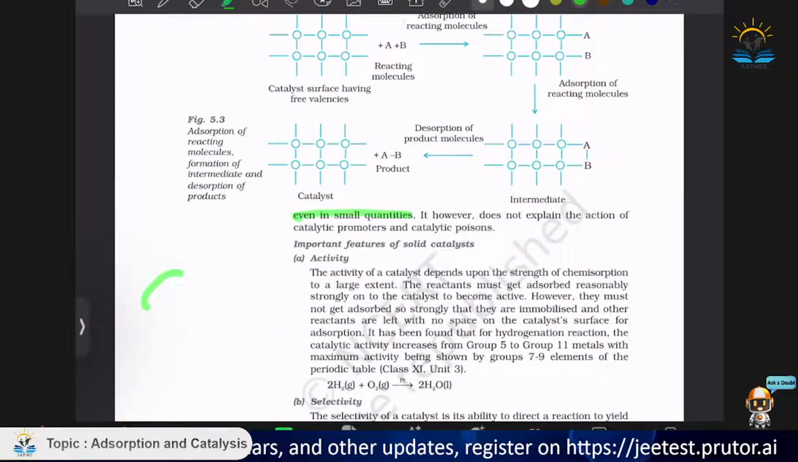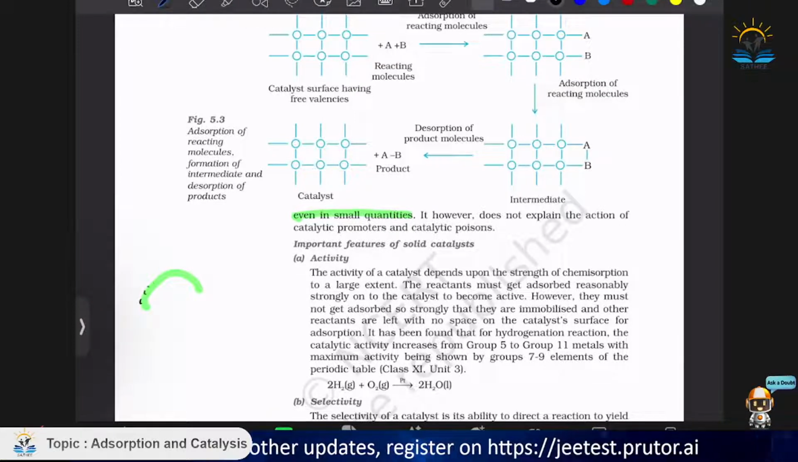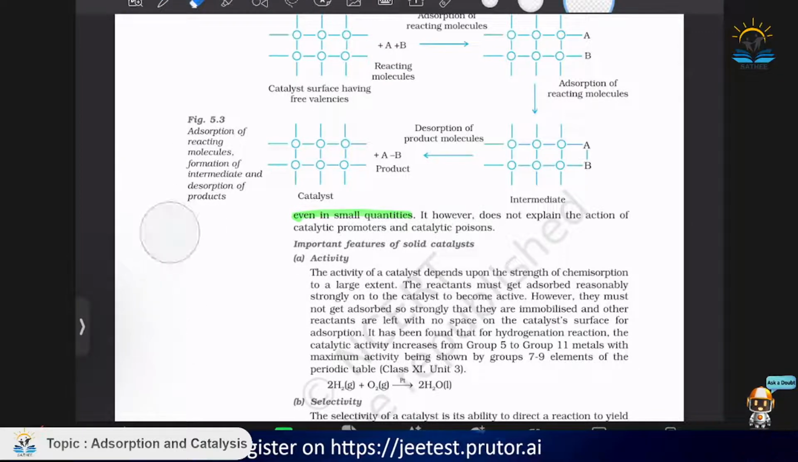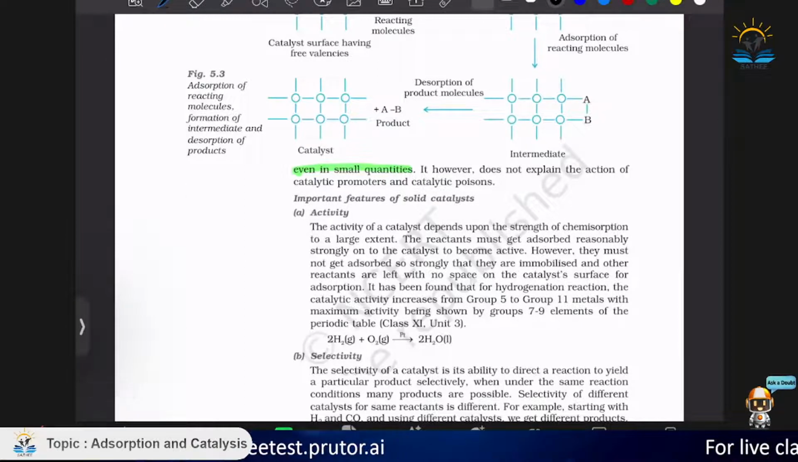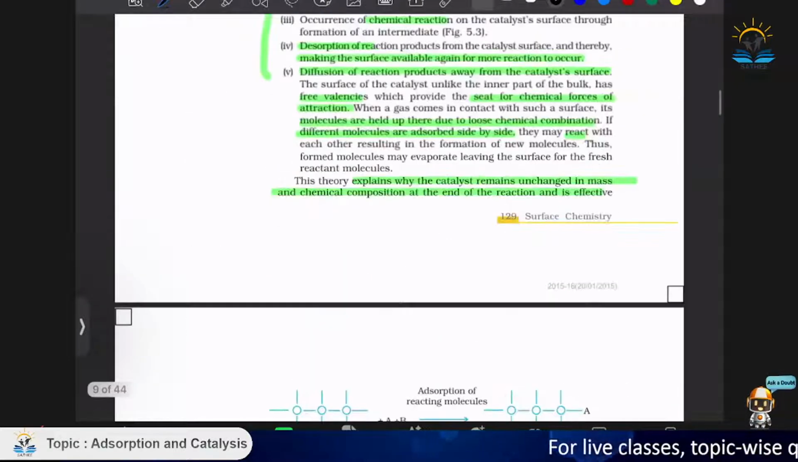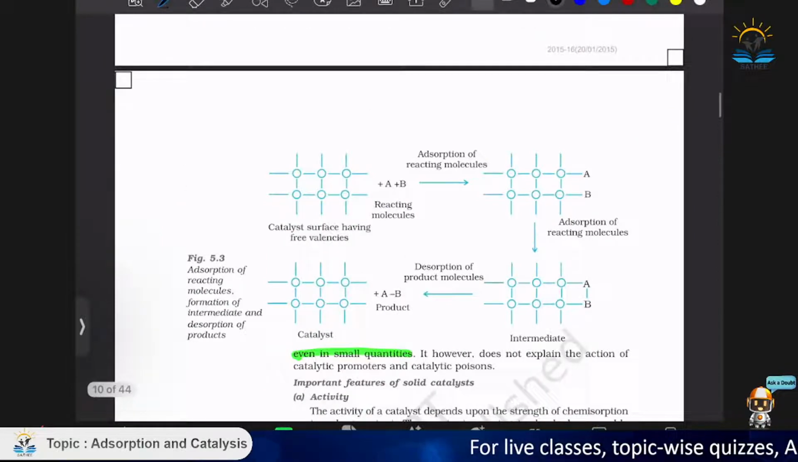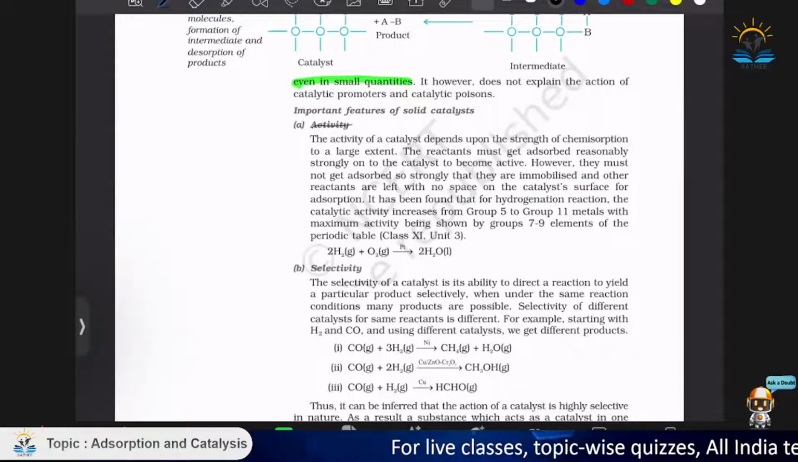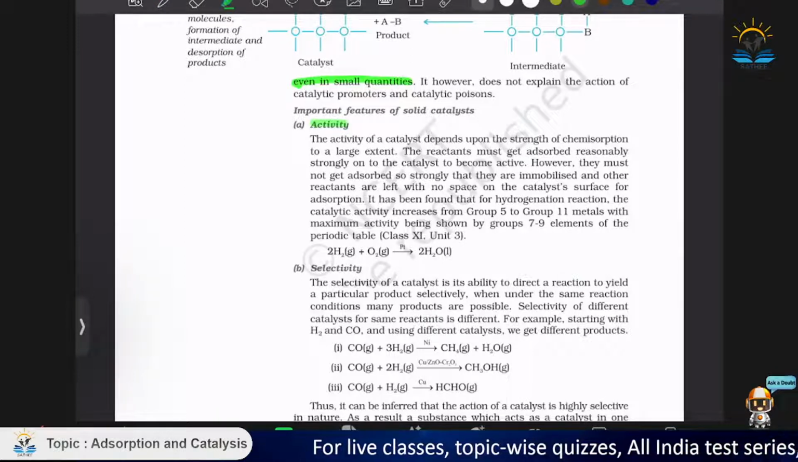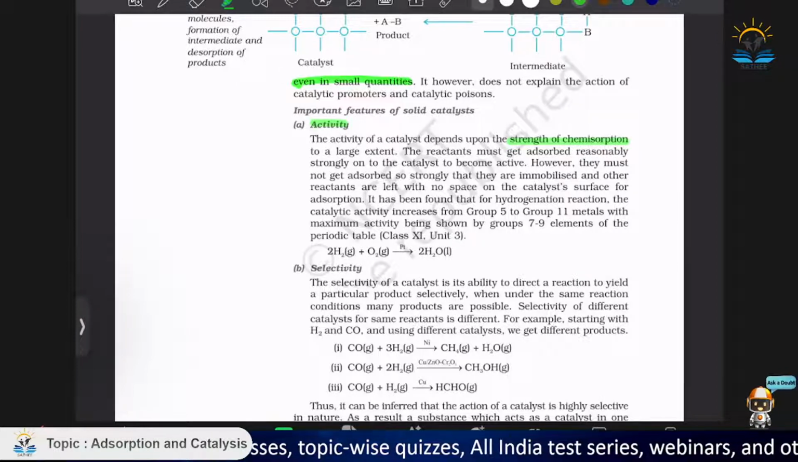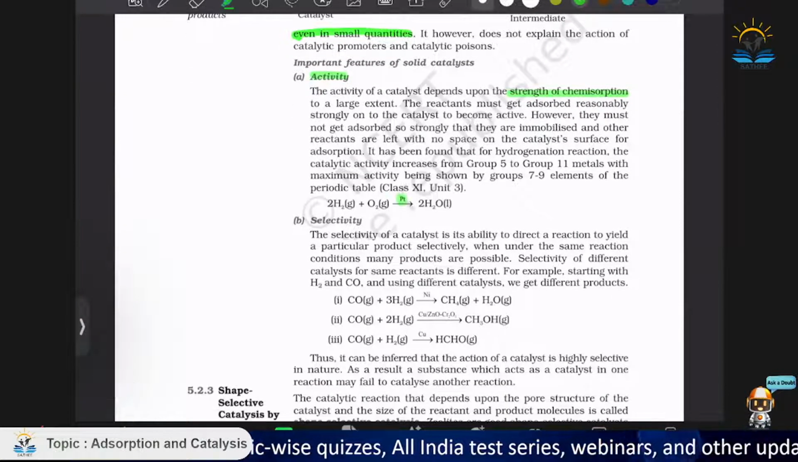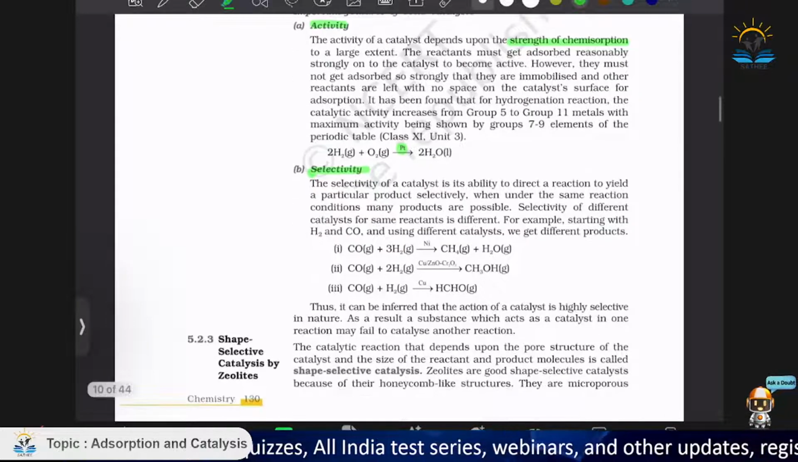Why is it effective even in small quantities? Because only a small quantity of catalyst can give a huge surface area for reactions to occur. Okay. Important features of these solid catalysts. What are the important features? Firstly, the activity, which depends on the strength of chemisorption. That is how active they are. Then selectivity. There is high selectivity.